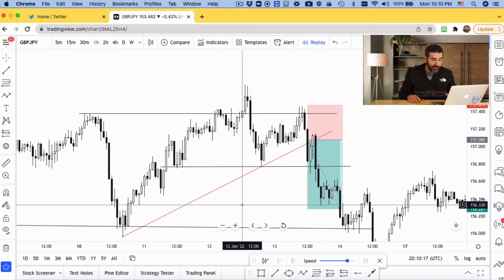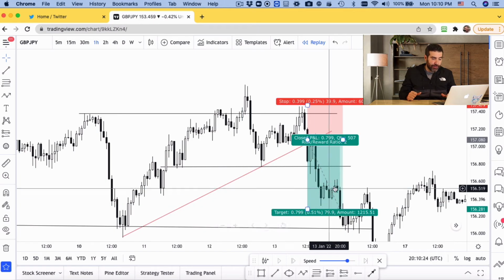So that was another perfect example of this break and retest using the limit order and having a great risk to reward ratio.